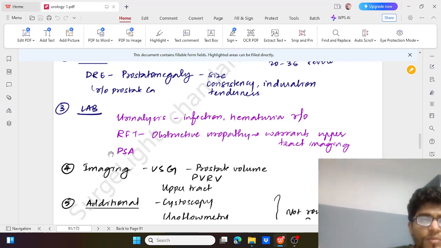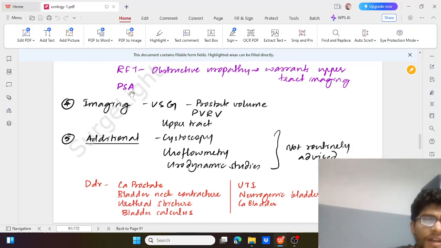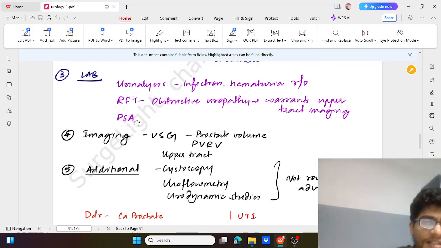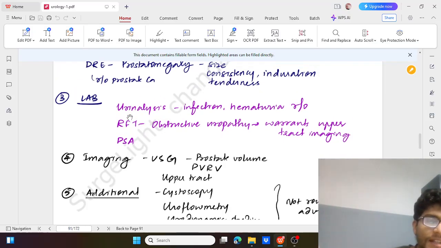Then we come to prostate specific antigen, PSA, which will be helpful to confirm whether there is chance of malignancy or not. But we have to keep in mind that PSA has to be done before DRE or after at least 7 to 10 days of DRE, because DRE can cause an increase in PSA. Normal PSA should be less than 4 nanogram, and in case of malignancy, it will be more than 10.